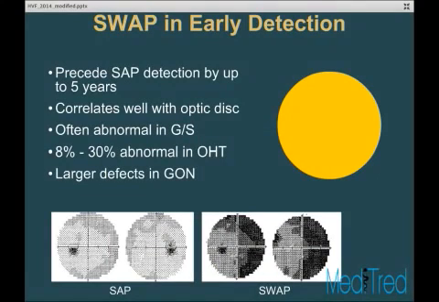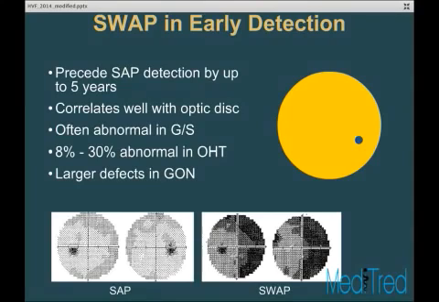So SWAP testing has been shown in 2 independent longitudinal studies to detect glaucomatous defects by as much as 5 years earlier than what's found on standard automated perimetry. They were predictive of both the onset and location of future standard automated perimetry defects. These scotomas also correlated fairly well with the optic disc changes that we see in glaucoma. SWAP testing can be frequently abnormal, though, in glaucoma suspects and in up to a third of ocular hypertensives. But the defects in SWAP testing tend to be larger than those on standard perimetry in patients who have confirmed defects on that standard perimetry.